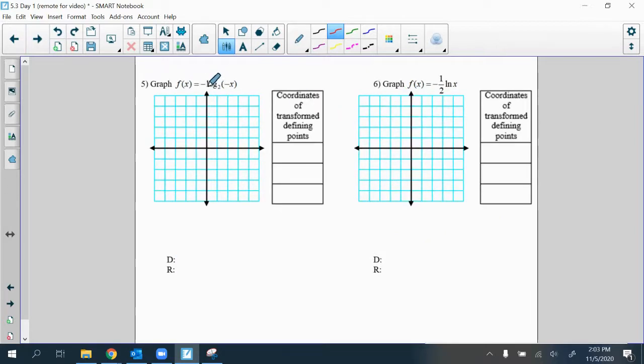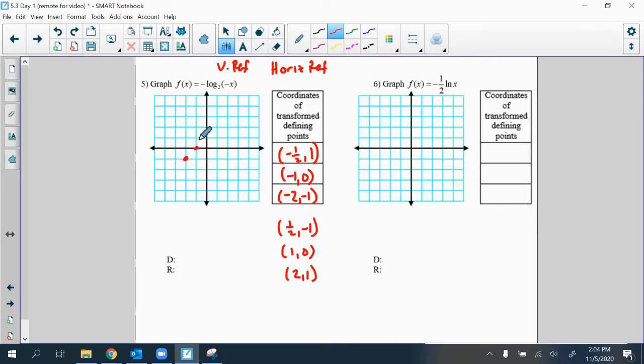Number 5, f of x equals negative log base 2 of -x. So this has a vertical reflection and a horizontal reflection. So if we take a look at the original points of log base 2, they are (1/2, -1), (1, 0), and (2, 1). So notice I have both x and y getting reflected. So it will be (-1/2, 1), (-1, 0), and (-2, -1). So everything kind of gets flipped.